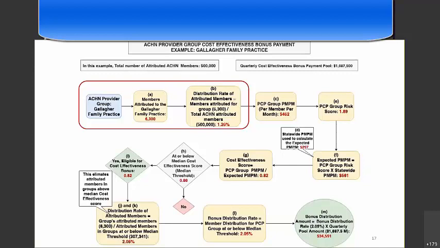So for our first process step, we'll start with Gallagher Family Practice. In this case, the members that are going to be attributed to Gallagher Family Practice is 6,300 in Step A. Going left or right to Step B, we calculate the distribution rate of attributed members. This is simply taking the members attributed to Gallagher Family Practice and dividing it by the total number of ACHN statewide attributed members, 500,000. This gets us to 1.26%.